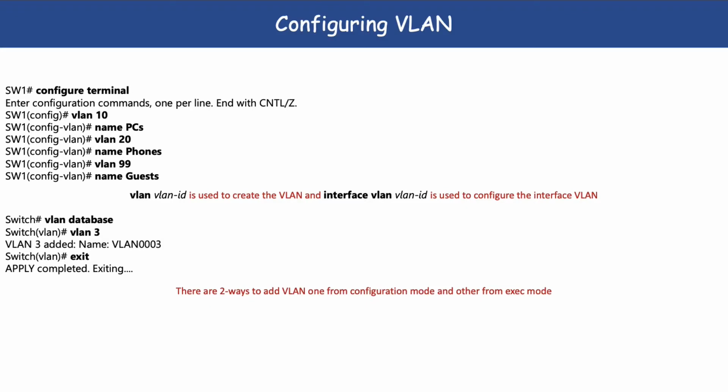There is another way of adding a VLAN, through the VLAN database in enable mode, and not the configure mode. This VLAN database can be modified directly through enable mode, and you enter this prompt, which is switch(vlan), and under this you can add a VLAN and the name of that VLAN. This is not available in Packet Tracer and it is not available in all switches.